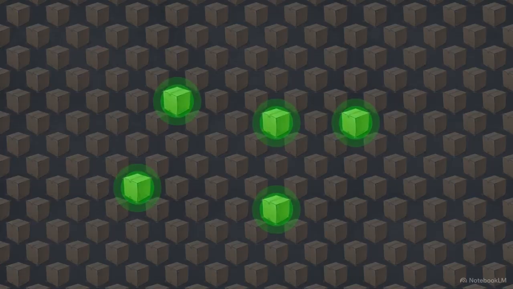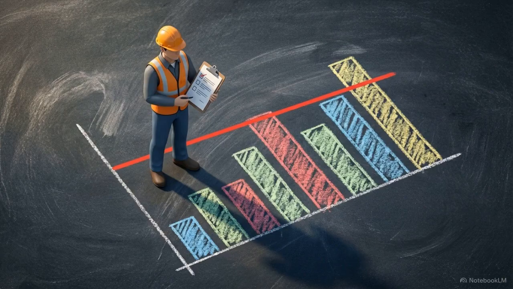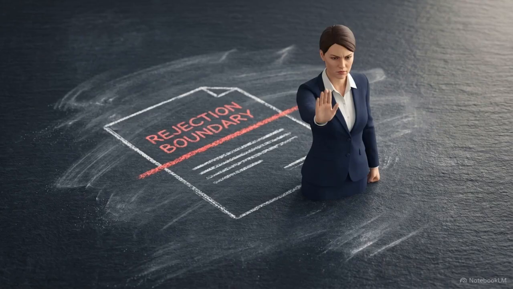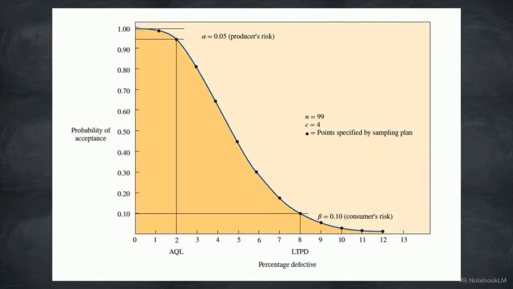To set this up, the producer defines the AQL, or acceptable quality level, the maximum acceptable percentage of defectives. The consumer defines the LTPD, or lot tolerance percent defective, which is the boundary where the defect rate becomes unacceptable. This operating characteristic curve maps the probability of accepting a batch against the actual percentage of defective items inside it.